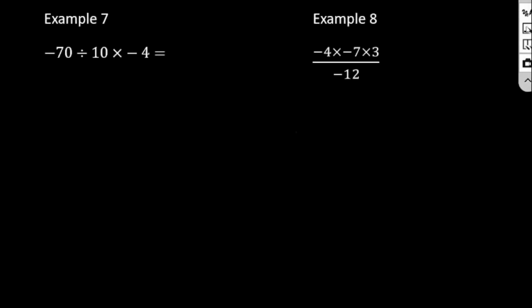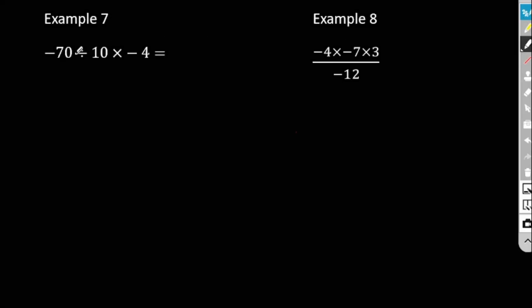In example 7, we have negative 70 divided by positive 10, then you multiply by negative 4. So there is a positive sign there. In this case, a negative divided by a positive is going to give us a negative. Then 70 divided by 10, we just cancel those two zeros, and therefore you are left with a 7. Then you have to multiply by negative 4.